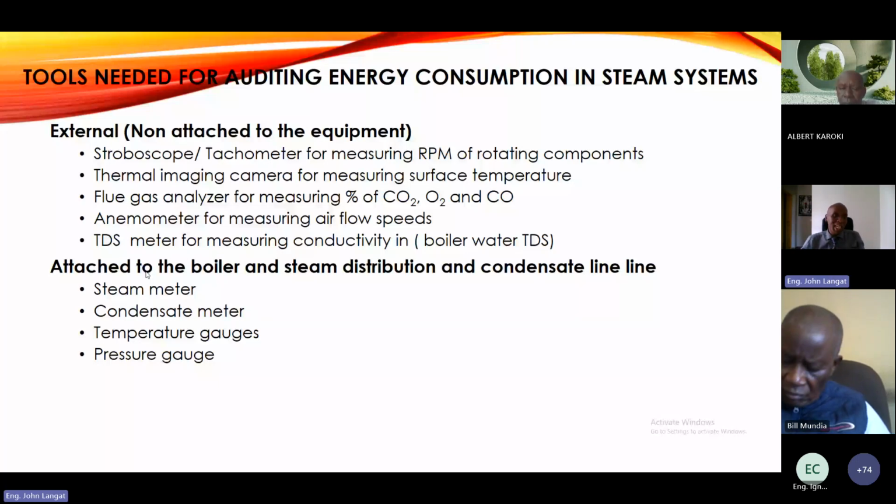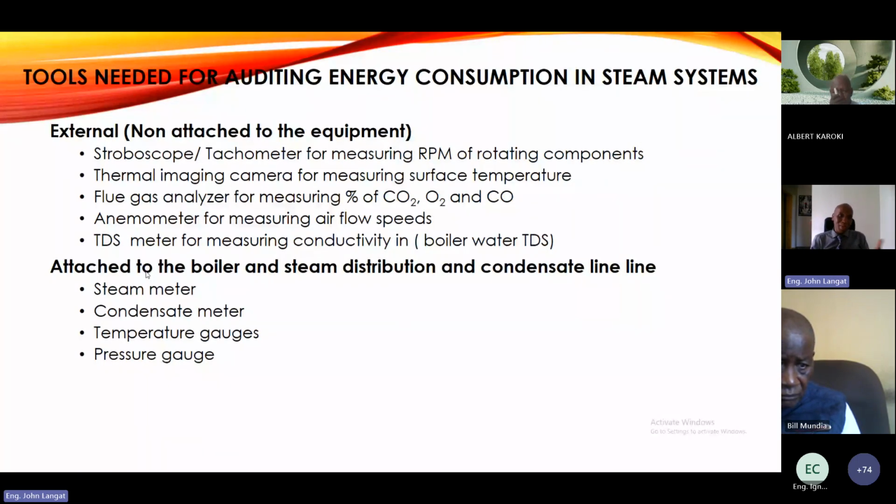Then what instruments are attached to the steam boiler that can aid you in auditing the steam system? We have the steam meter, then we have the condensate meter. And as I mentioned, never use the condensate meter to assume that that's the same amount of steam you are using, never. Then you have the temperature gauges, then you have the pressure gauges. I think those are the basic ones. With these ones, you can easily give a report and say this boiler is efficient or not efficient.